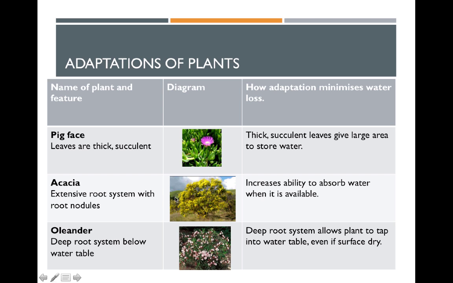Acacias have really extensive root systems under the ground with root nodules, and that allows them to absorb water a lot more when it's available. So not so much minimising water loss, but helping them gain as much access to water as possible. And the oleander is very similar. So it has a deep root system below the water table, which lets it tap into the water table, all that water flowing underneath the soil, even if the surface is dry.